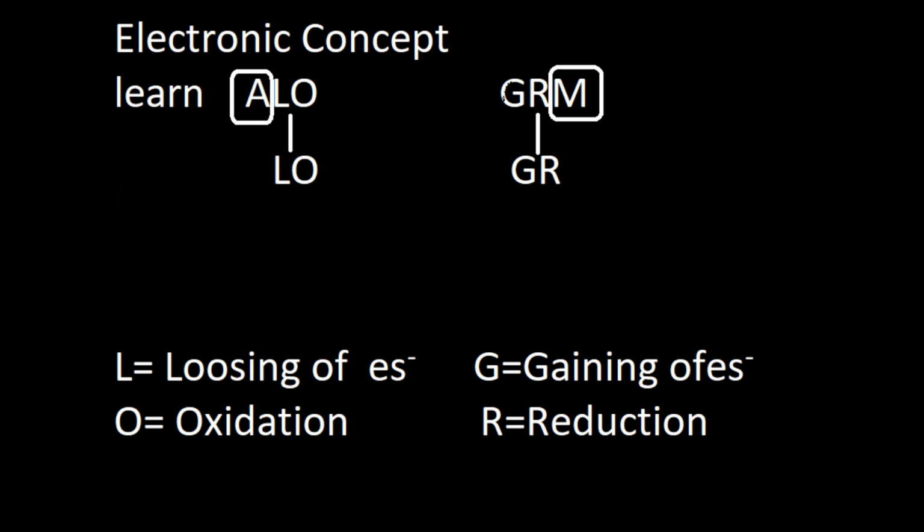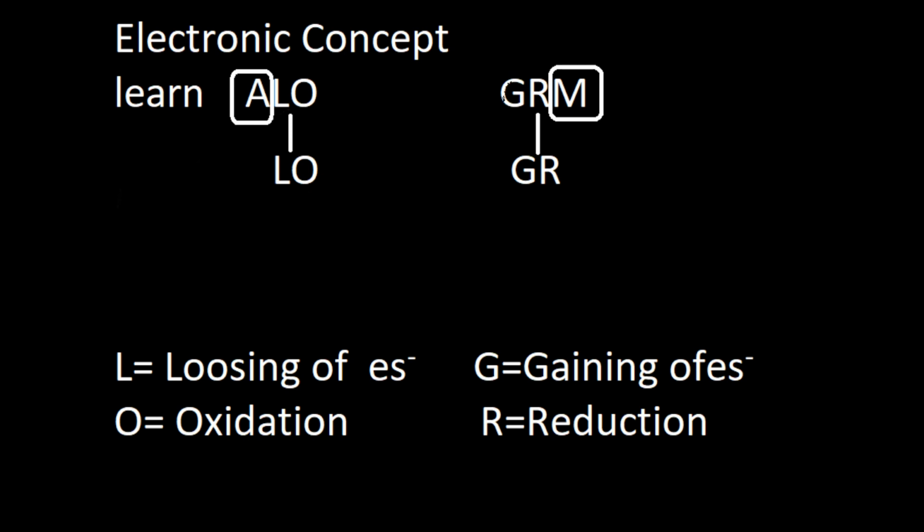What is LO? L for losing of electrons and O for oxidation. Whenever the losing of electrons takes place, either it is metal or non-metal, oxidation is there. Now the question arises, you think that the losing of electrons takes place by metals, why does a non-metal lose electrons? Yes, non-metals can lose electrons in the form of anions. You know how the anions are formed? Anions are formed when the non-metal gains electrons.